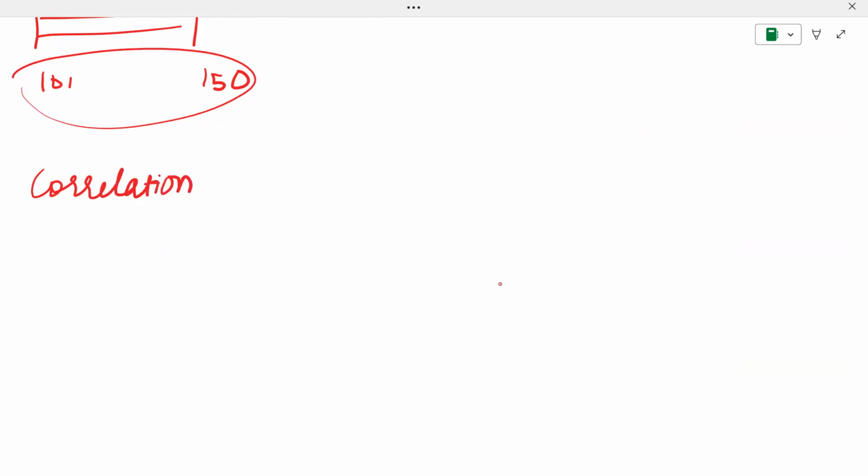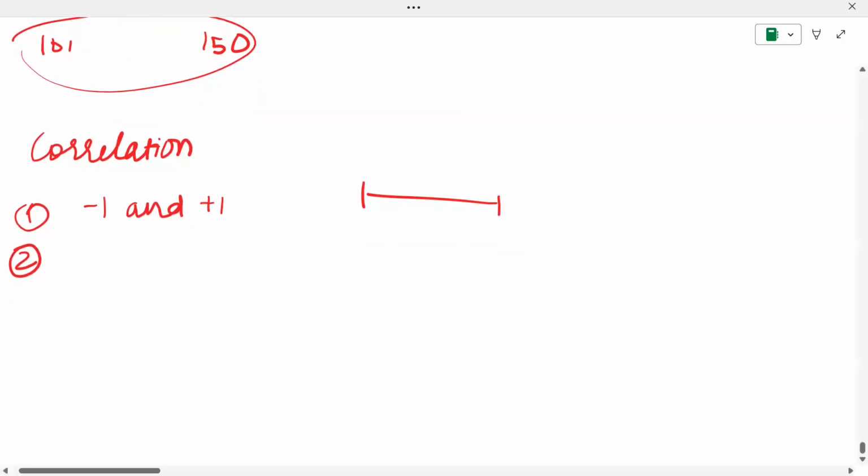Let's talk about correlation. Correlation is basically concerned with establishing the strength of the relationship between two variables. How closely are these two variables related to each other? First of all, always remember that the value will be between -1 and +1. The value will always lie between these two points. If r is equal to 1, that means there's a perfect positive correlation.